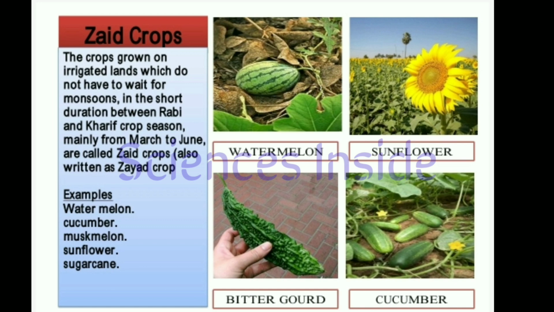So students, the branch of agriculture that deals with the science and art of production, improvement, marketing and use of fruits, vegetables, flowers and ornamental plants is called horticulture.